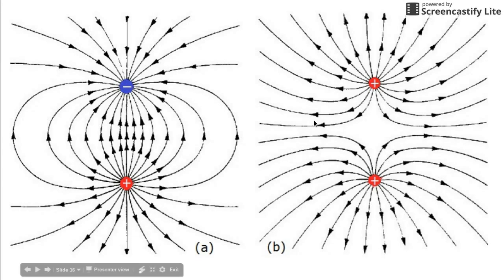Now on the right side here, we have two positive charges. With both of them coming in the outward direction, they bump into each other, and that keeps them from going together like we have here on the other side with the opposites. The force fields are actually bumping into each other, and those charges are being repelled by each other.